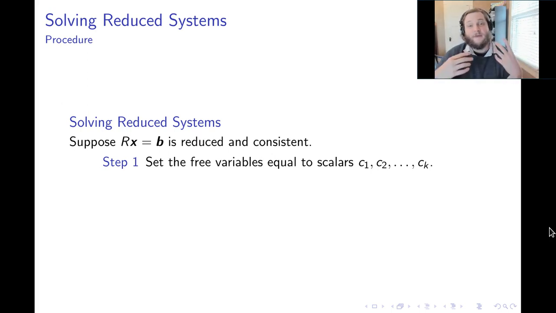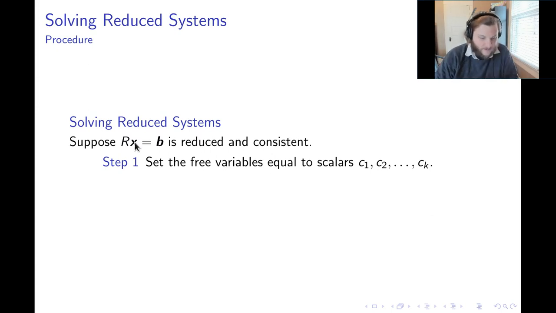The Rouché-Capelli theorem tells us that if there are no free variables, so if the nullity of the coefficient matrix is 0, there will be exactly one solution. And if we have free variables, so if the nullity of the coefficient matrix is greater than 0, then there will be infinitely many solutions. So let's outline the method we can use to actually produce or describe all of the solutions to a system that is consistent and in reduced row echelon form.